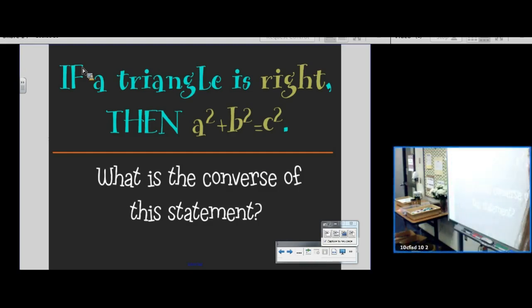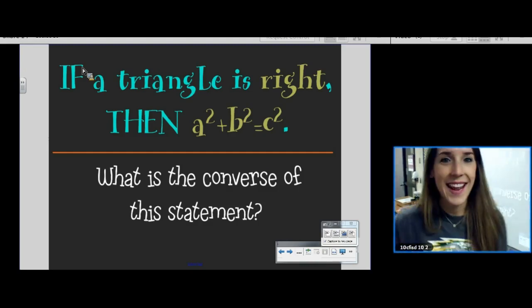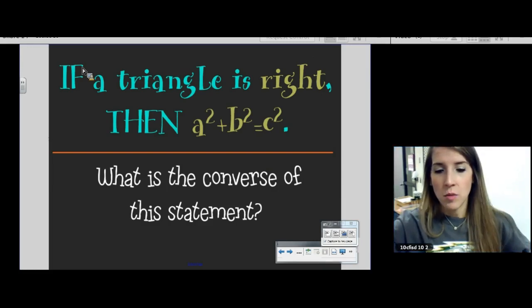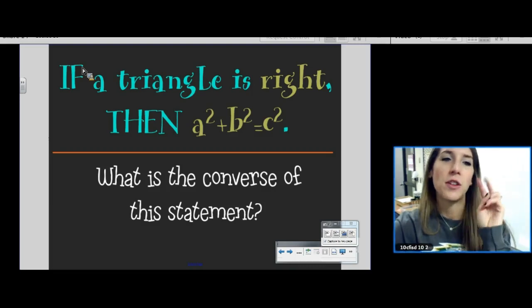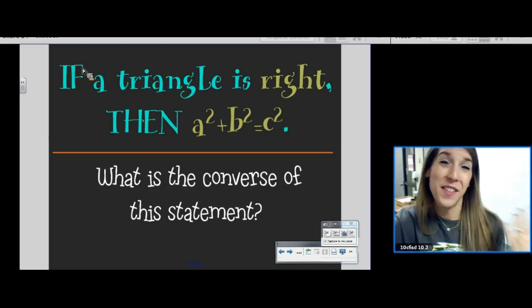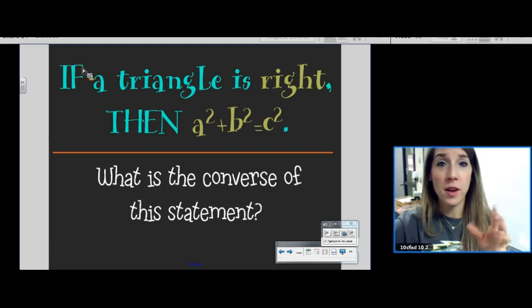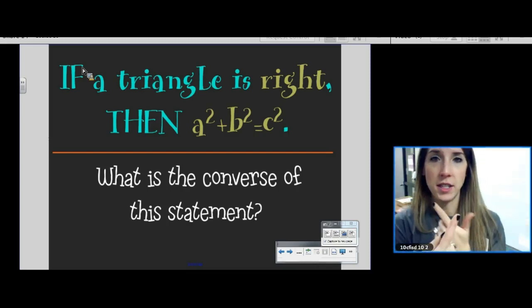If a triangle is a right triangle, then a squared plus b squared equals c squared. What is the converse of this statement? Do you remember converse? Remember, we have conditional, counterexample, converse, contrapositive. There are a lot of C words in logic, in geometry. But yeah, converse is kind of one of the most simple ones. You just reverse the sentence.